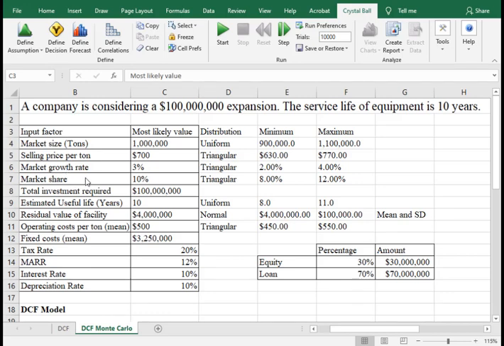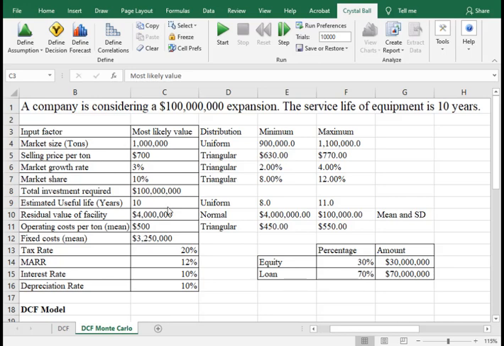Today we will be conducting scenario analysis for a company expansion problem. You can find the details of the solution of the problem in my previous video. The link is provided in the description section. And for the scenario analysis, we will be using Monte Carlo method. For the basic understanding of Monte Carlo method, you can visit my previous video. The link of this video is also provided in the description.